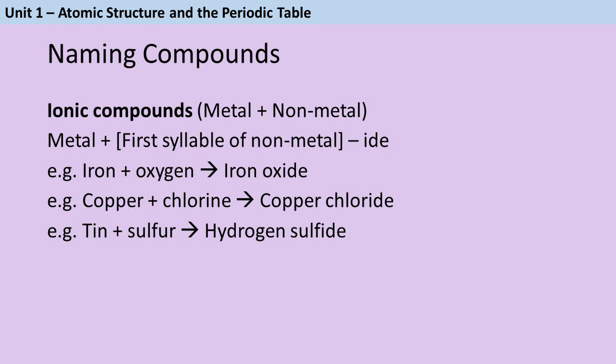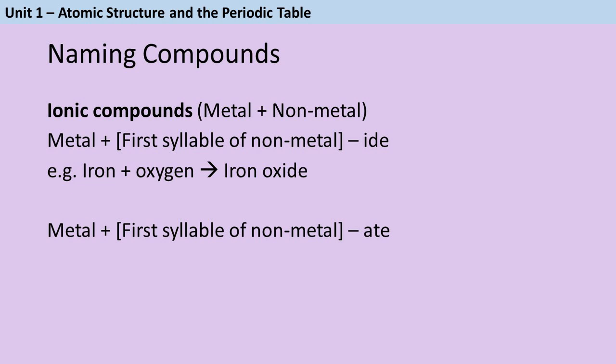So to give you some examples, if we have iron and oxygen, we take the name of the metal, that's iron. We take the first syllable of oxygen, ox, and we put "ide" on the end. Iron oxide. Copper, first syllable of chlorine is chlor. Put "ide" on the end, copper chloride.